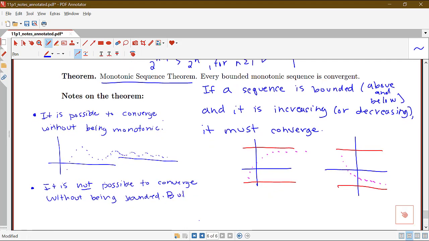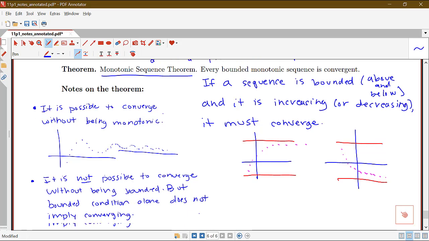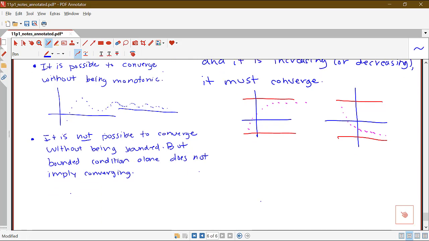The bounded condition alone does not imply convergence, because we could have something that's oscillating and the oscillations aren't getting any smaller over time, and so it just bounces back and forth between two values. So this was our example up here. It's possible for me to have something that is bounded, but it just keeps oscillating.